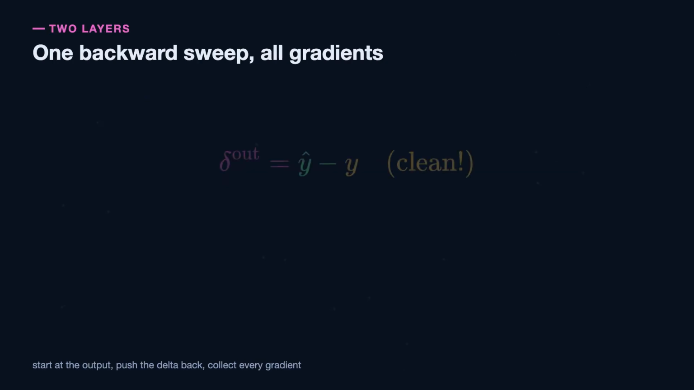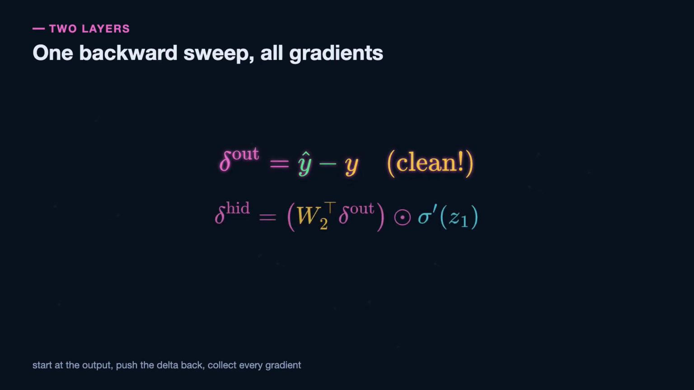Chain two layers together and the full picture appears. Start at the output layer. Its delta is astonishingly simple, just the prediction minus the target. Push that delta backward through the output weights, then multiply by the hidden layer's local slope. And now the hidden layer has its own delta. From there, its weight gradients fall out at once. Every gradient in the entire network from one single backward sweep.